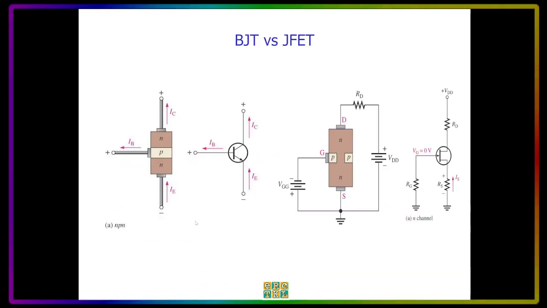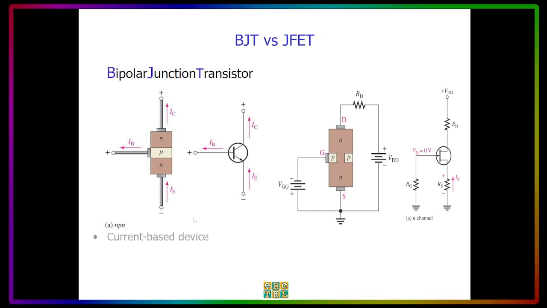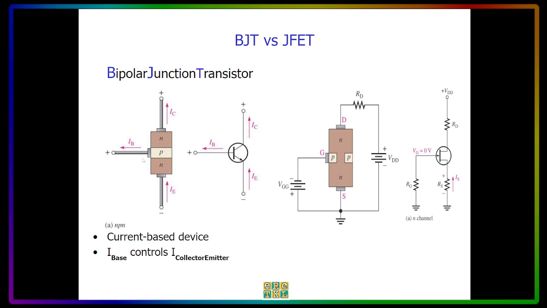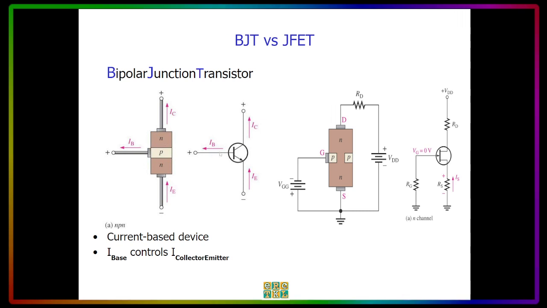So here is a representation of a bipolar junction transistor. This is the NPN BJT, and as mentioned before, it is current-based. The base current, or IB, will be the one that will control the IC, or the current between the collector and the emitter. This, by the way, is the structure of the NPN BJT, while this one is the BJT symbol.